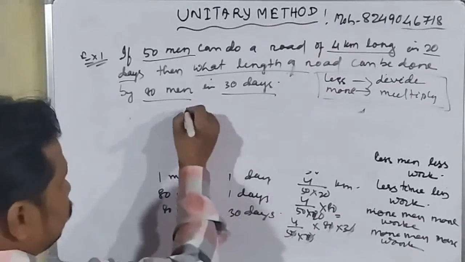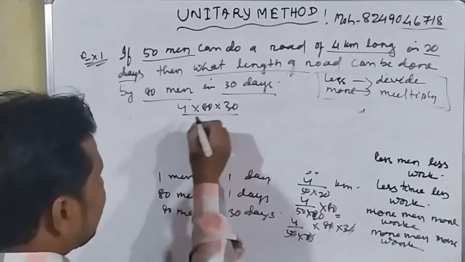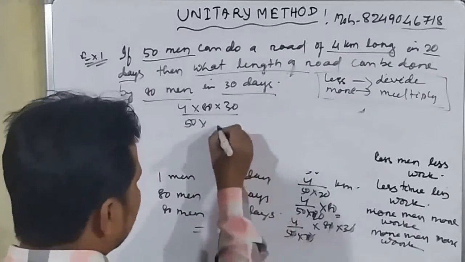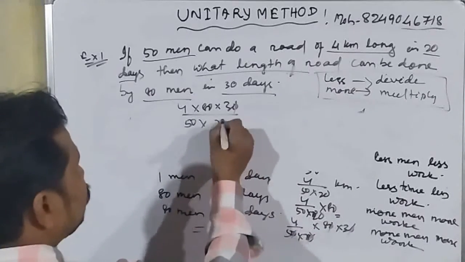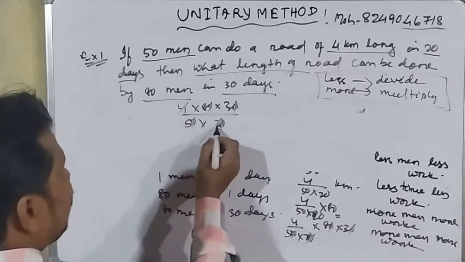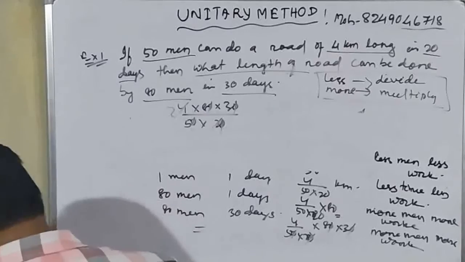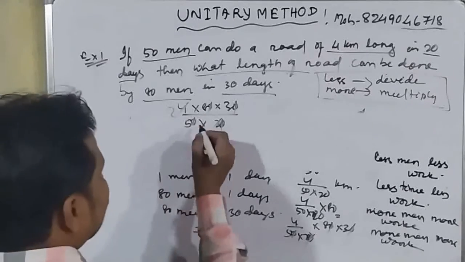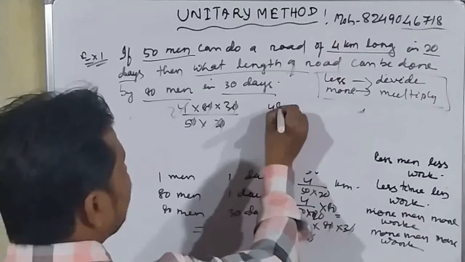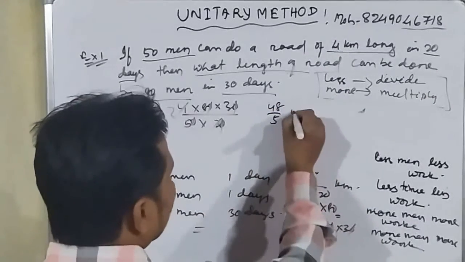What will the result? 4 into 80 into 30 divided by 50 into how much? 20. Okay, student. So 0, 0 cancelled. Again 0, 0 cancelled. 2, 4 divided by 2. So the result is how much? 8 into 3, 24 into 2, 48 by 5. Okay, 48 by 5 kilometer.